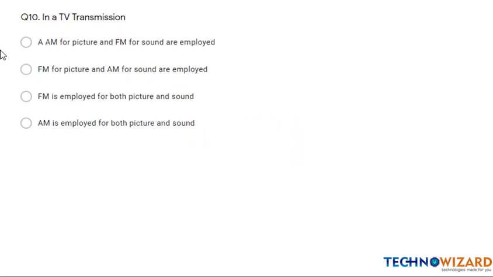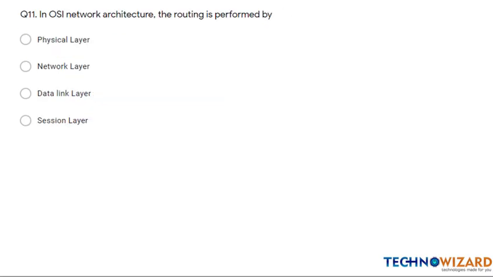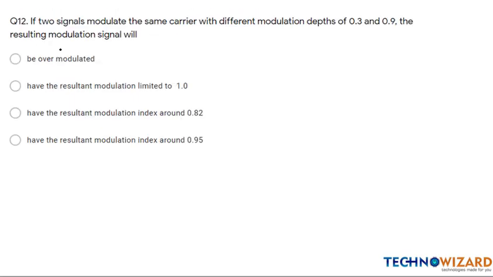Now question number 10. In a TV transmission, amplitude modulation is employed for picture and frequency modulation is employed for sound. Therefore option A is the correct answer. It is a VSSC 2019 question. Okay, this is a previous year question. Next question. In OSI network architecture, the routing is performed by the network layer. That is B, the correct answer here.